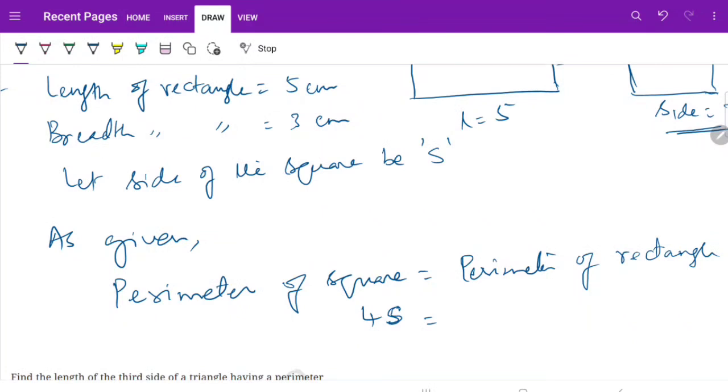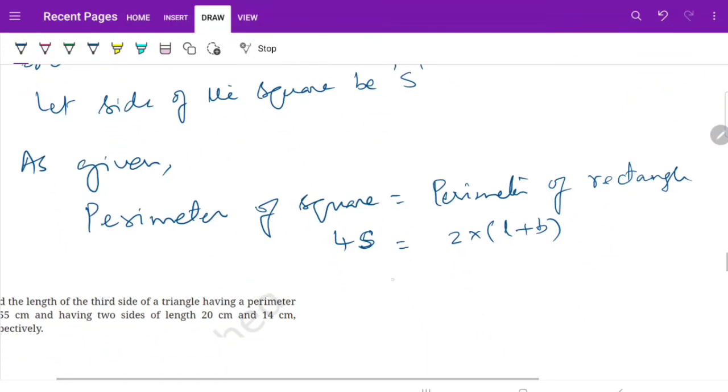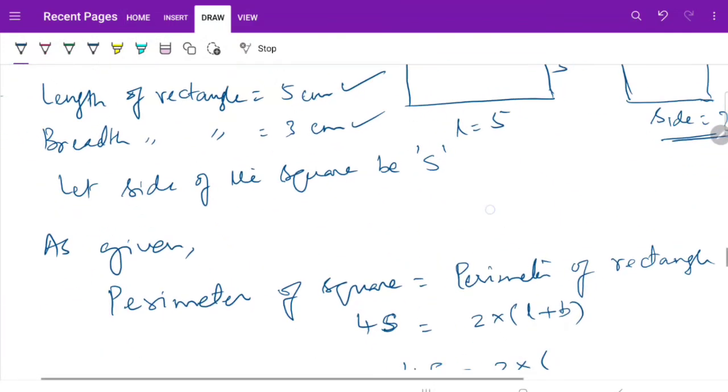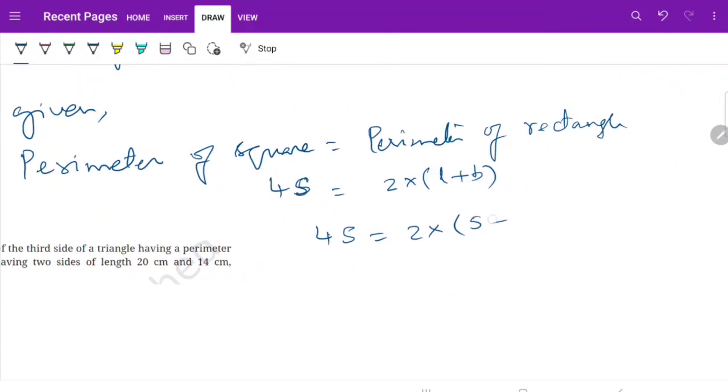4s, this is not 45, 4s is equal to, what is the formula for the perimeter of a rectangle? 2 into L plus B. So 4s is equal to 2 into, what is the value of L? We have L as 5 and B as 3. Just substitute here: 5 plus 3. So 4s is equal to 2 into 5 plus 3, which is 8. This implies 4 into s is equal to 2 into 8, which is 16.